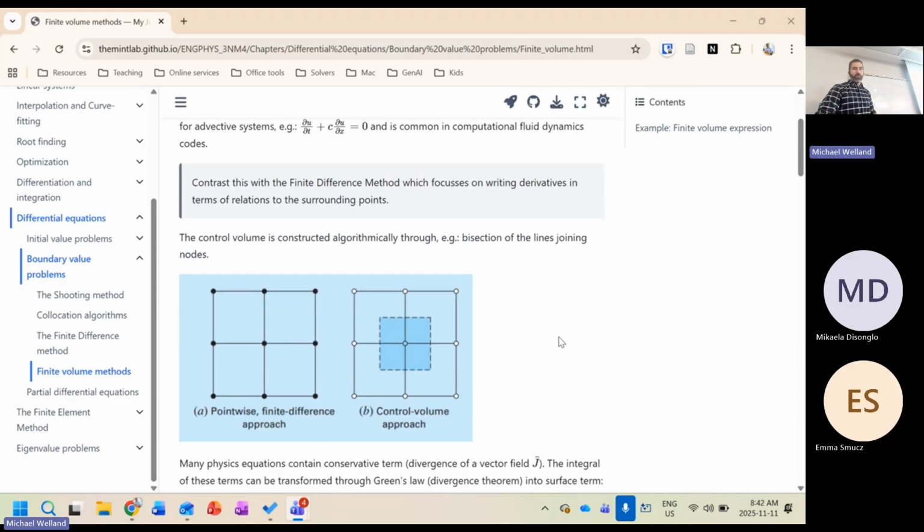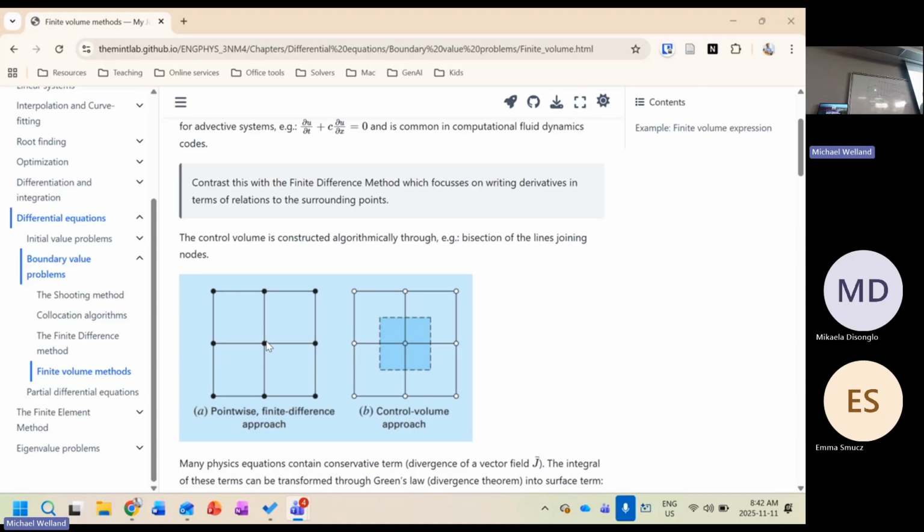Okay. What we want to do is we want to construct our control volume algorithmically. Typically, bisection is the easiest way to do that. So what you would do with finite difference, you've got a square, you've got your unit square, and you just divide it up and you draw your mesh, right? You've got 1, 2, 3, 4, 5, 6, 7, 8, 9. And then you're expanding your finite difference around each of these points. So central difference, right? Before, after, gives you your first derivative.